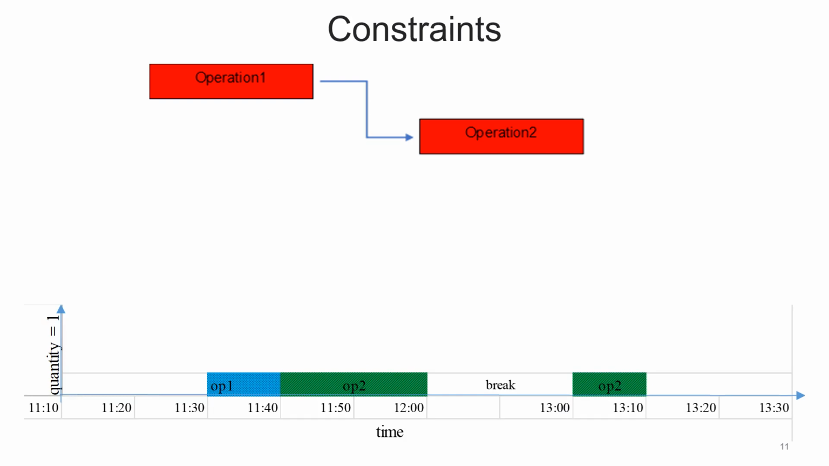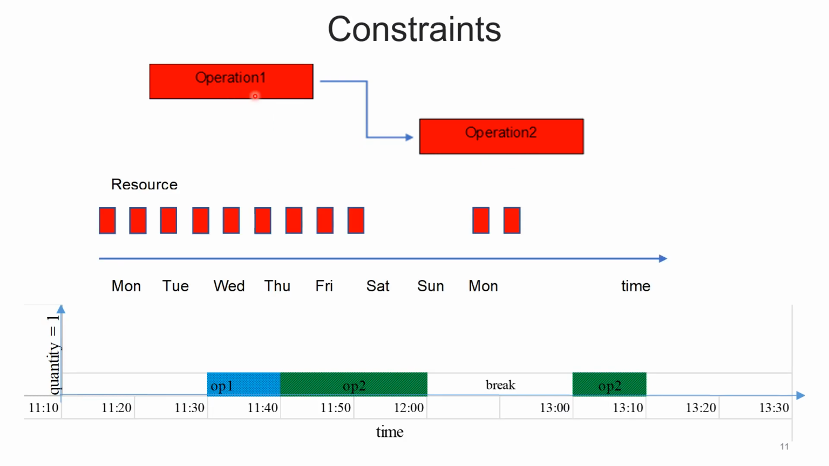Here are the constraints of the problem. Operation 2 can only be performed after operation 1 is completed. There are working days and non-working days in a calendar. Operation can be resumed after a break, but it cannot be resumed if the resource is unavailable.